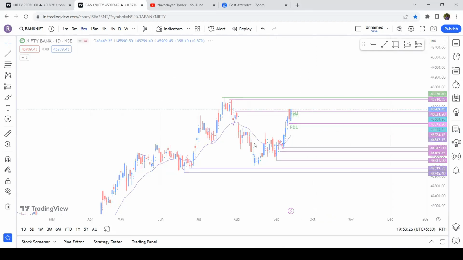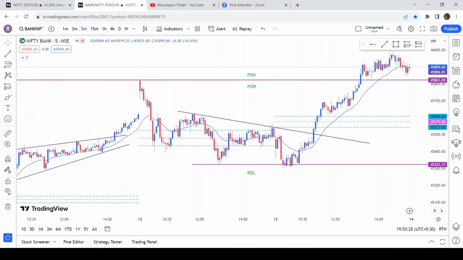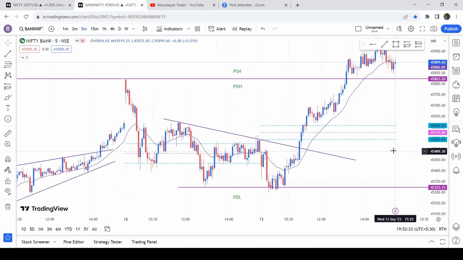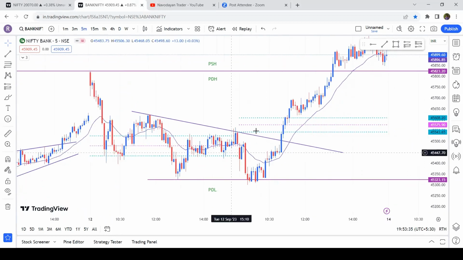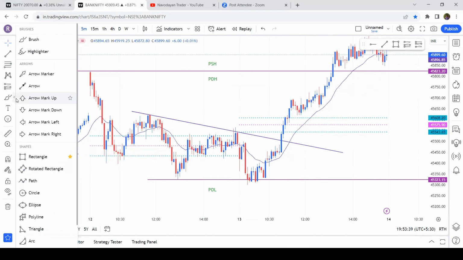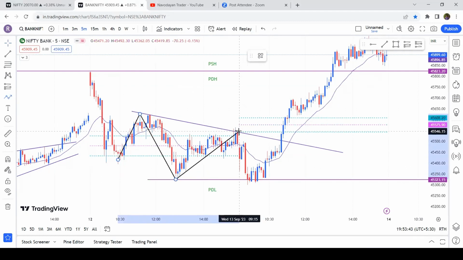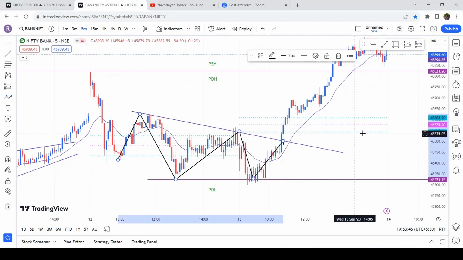Let's mark our previous day highs and lows. This was the previous day low and this was the previous day high. You can see there was a CPR over here, and how beautifully the pattern has been formed. This was kind of a wedge pattern as well. And there was a breakout, you can see clearly.